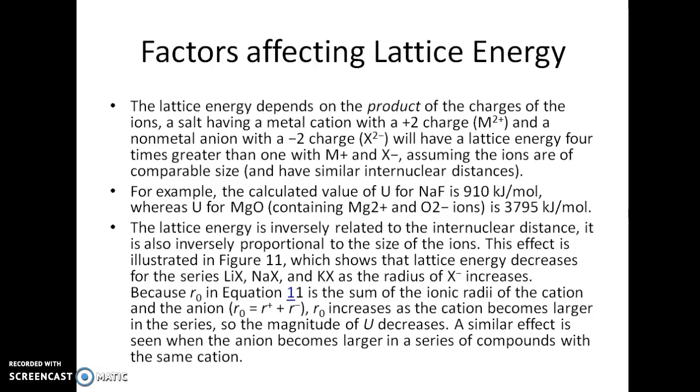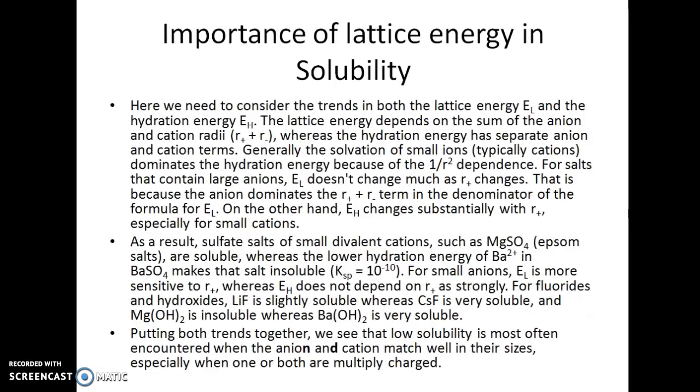The lattice energy decreases for a series of the elements, say from lithium halide to sodium halide to potassium halide, as the radius of X⁻ increases, because R0 in equation 1 is the sum of the ionic radii of the cation and anion. R0 increases as the cations become larger in the series. The magnitude of ΔU decreases. A similar effect is seen when the anion becomes larger in a series of compounds with the same cation.